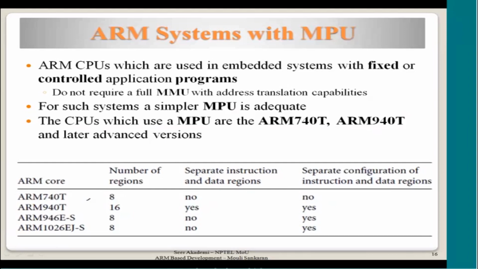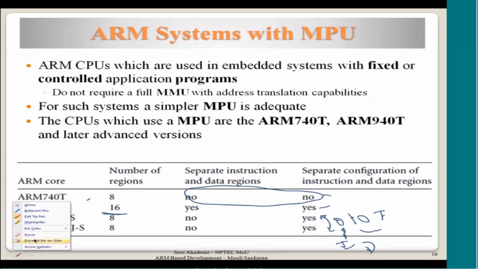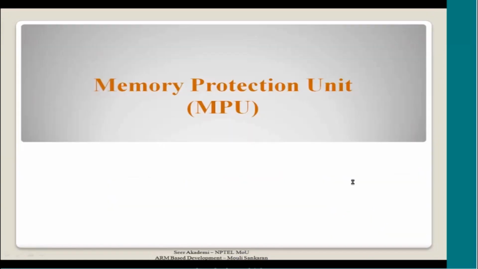What you need to know at a high level is that the 940 supports both instruction and data regions that can be configured separately. Whereas these others have a limited 0 to 7, 8 regions, but you can choose, for example, region 0 for instruction and the rest for data. We can configure it. Whereas here we cannot even identify whether a region is data or instruction. They are only treated as a single region. Very good. Let us get into the MPU.